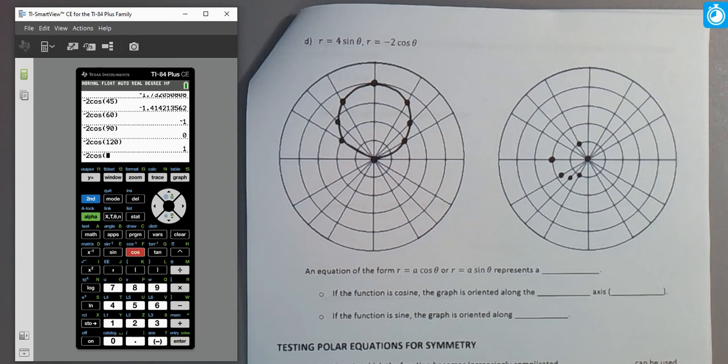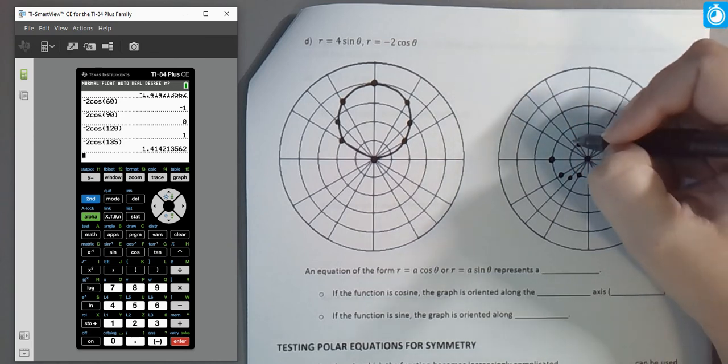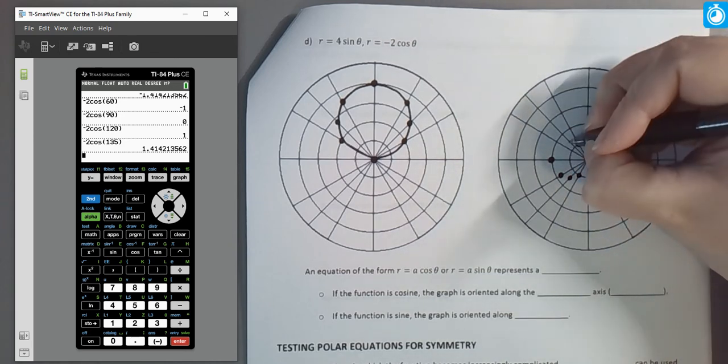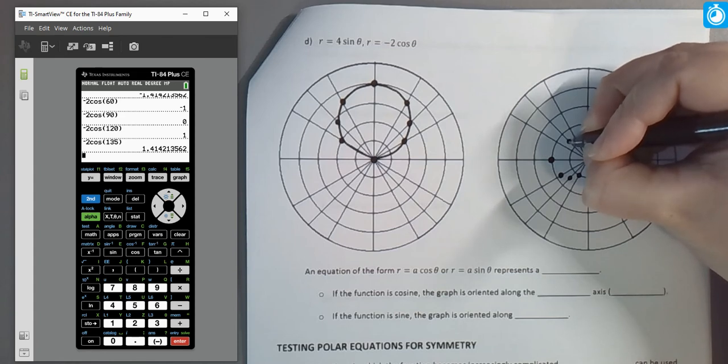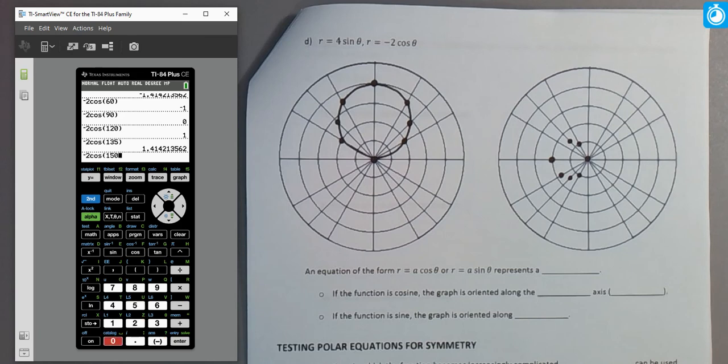-2 times the cosine of 135. And that's going to be 1.4. Again, notice a similar value to the one that's about half cut off above that. So at 135 degrees, or 3 pi over 4 radians, we're at about 1.5, just a little bit less than 1.5. Okay, 150, so -2 times the cosine of 150.